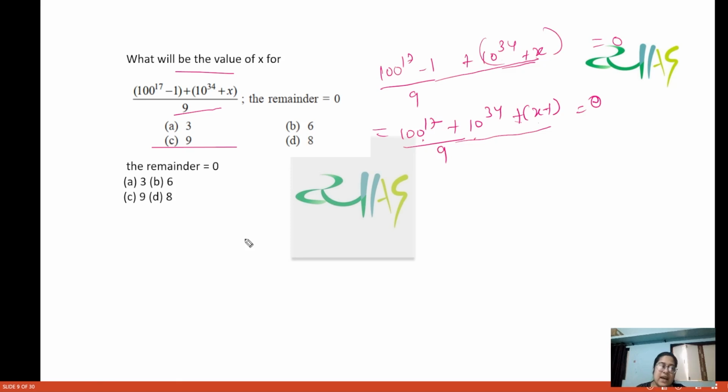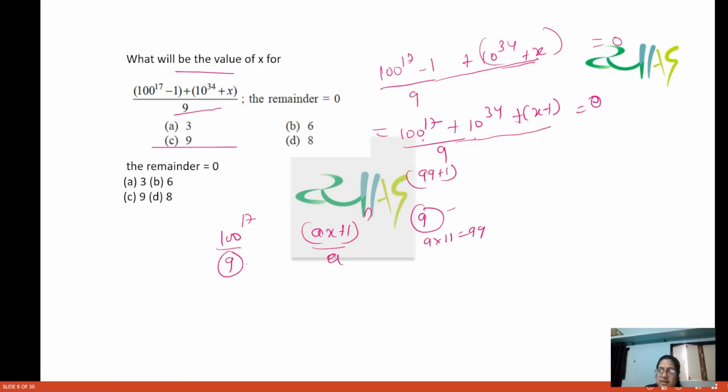ठीक है ना. अभी देखिए 100 टू द पावर 17, क्या 9 प्राइम नंबर है? ऑब्वियसली नहीं है. तो क्या हम इसको ax प्लस 1 टू द पावर n के फॉर्मेट में बना सकते हैं? ठीक है, डेफिनेटली बना सकते हैं. आपका 9 क्या है, 9 इंटू 11 इज 99. ओके, तो 99 प्लस 1 टू द पावर 17 डिवाइडेड बाई 9 आपका रिमाइंडर क्या आएगा, 1 आएगा.